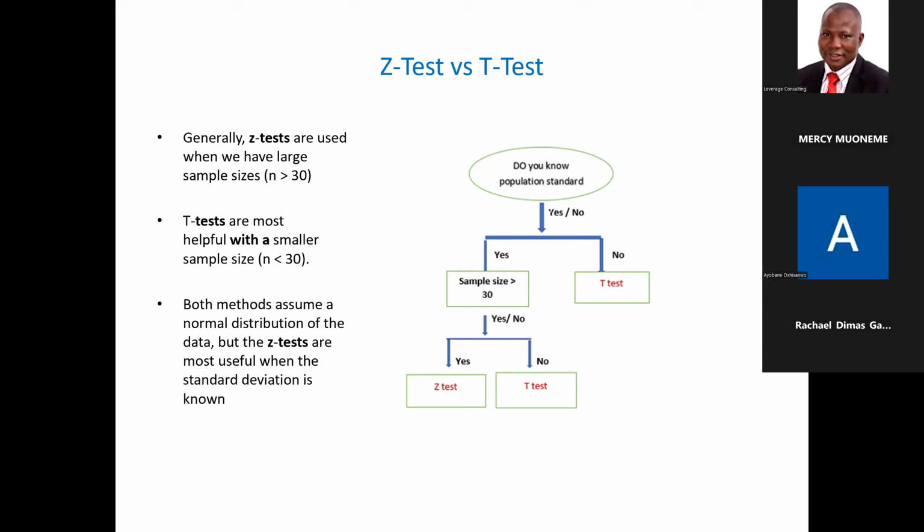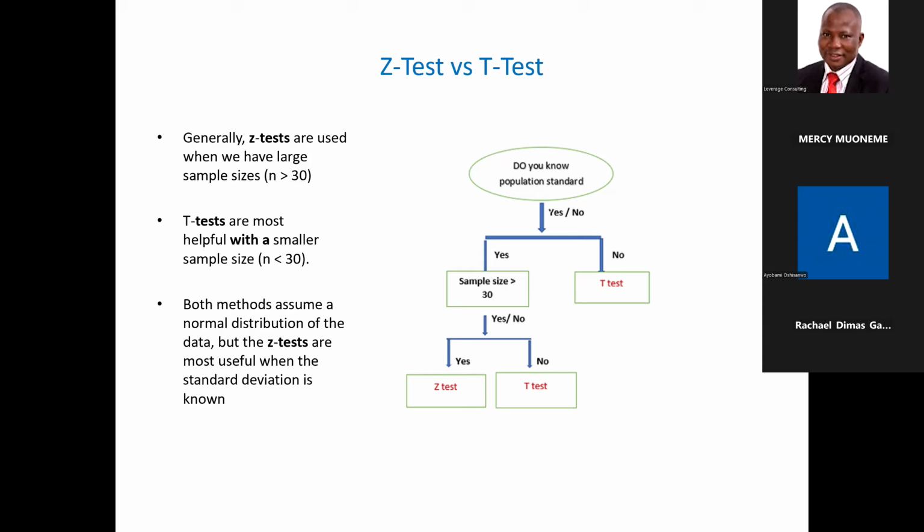Generally, Z-tests are used when we have a large sample size, greater than 30. T-tests are most useful with a smaller sample size, less than 30. Both methods assume a normal distribution of the data, but Z-tests are most useful when the standard deviation is known. But let's look at the algorithm here. Do you know the population standard deviation? If you say yes, you go. If you say no, do T-test. Because if you don't know the population standard deviation, you cannot use Z-test. You have to rely on T-test.